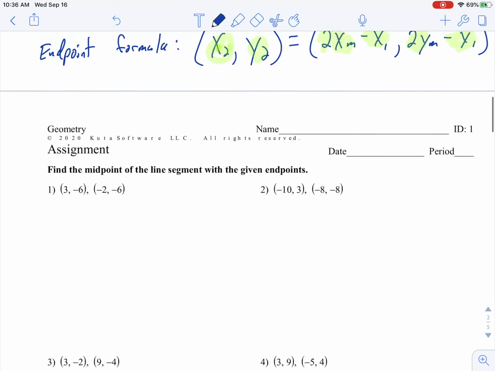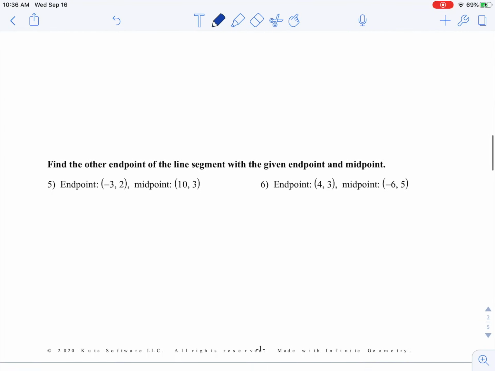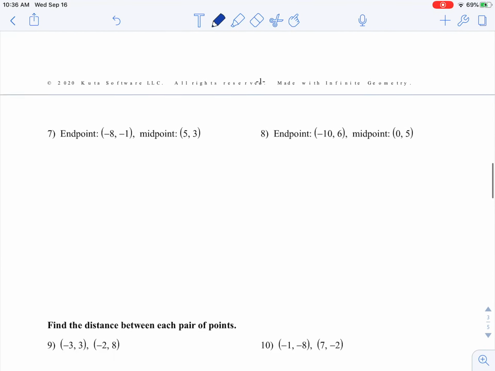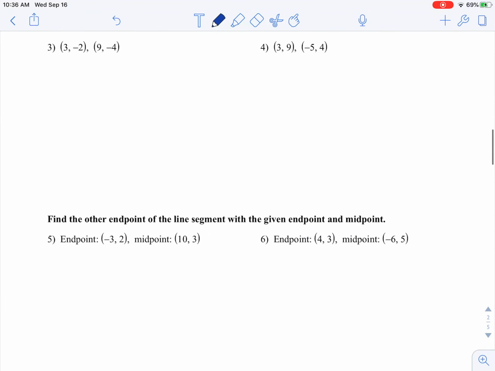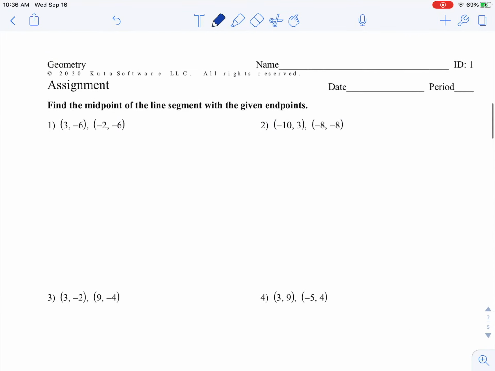Okay, so it looks like what we're doing here is kind of the reverse of what I taught. So we're going to start with midpoints. Find the midpoint given the endpoints. So the midpoint, of course, is a point. The formula says we need to add the x's, divide by 2, add the y's, divide by 2. So that's our formula. x plus x divided by 2, y plus y divided by 2.